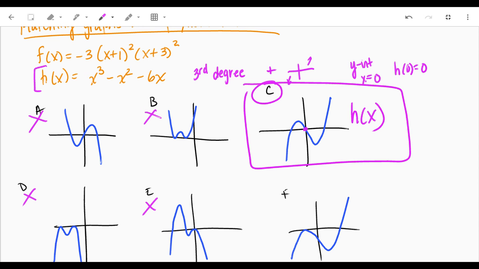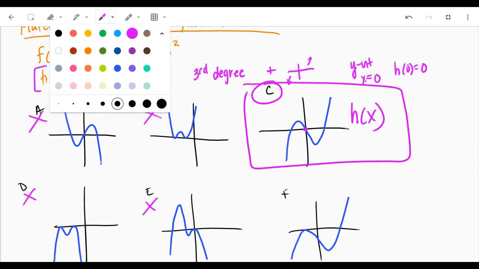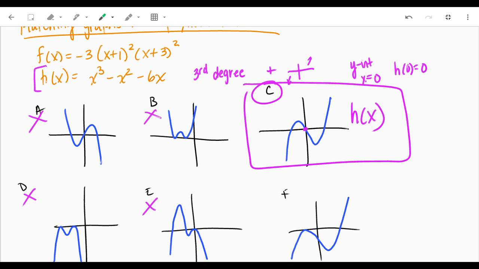All right, then we get f of x. I'm going to use a different color for this one. We'll do green maybe. Now the degree is going to be 4, so 4th degree, which is even. And it's negative, which means it's going to act like an upside down parabola, so down to the left, down to the right. So again, I can eliminate A and B. C is obviously not it because I already chose C. D is a possibility, E is a possibility, not F. So I'm down to D or E.